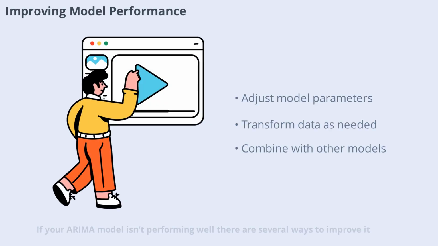If your ARIMA model isn't performing well, there are several ways to improve it. Try adjusting the P, D, or Q parameters, experiment with different transformations, or address data quality issues. Sometimes combining ARIMA with other models or adding external variables can enhance accuracy. Continuous refinement is key to successful forecasting.